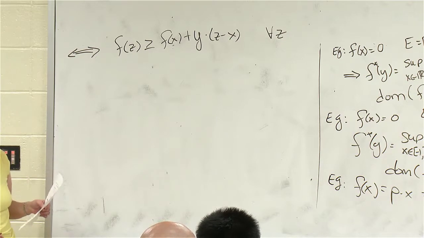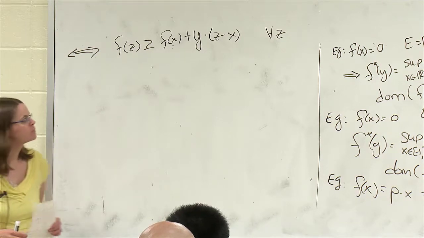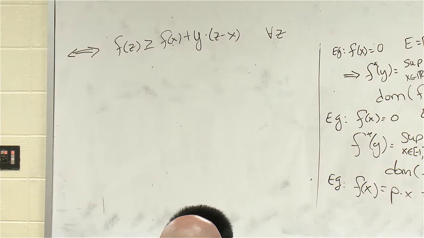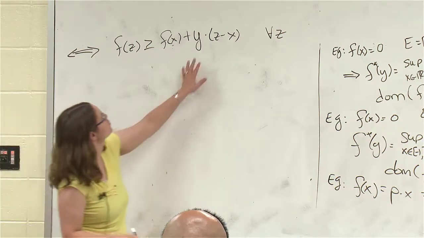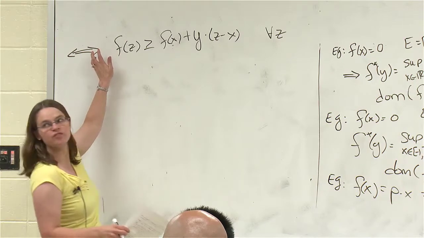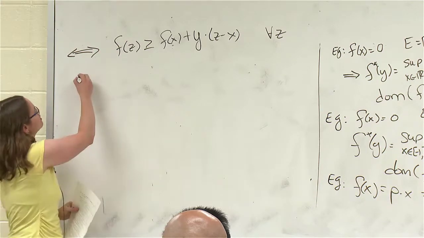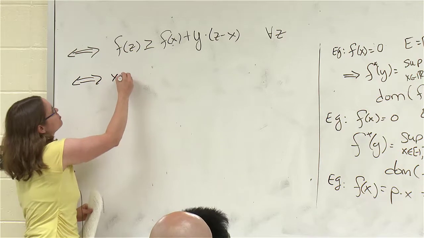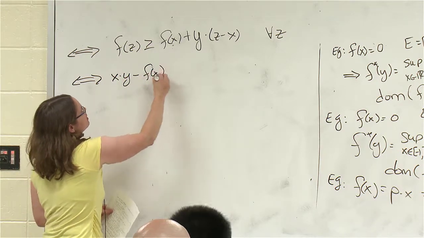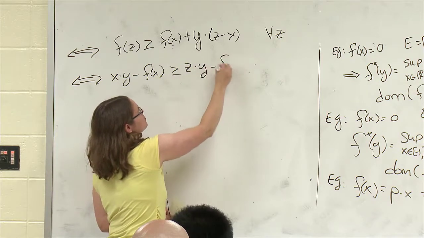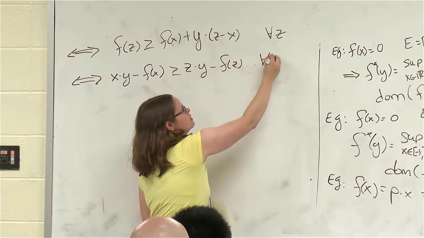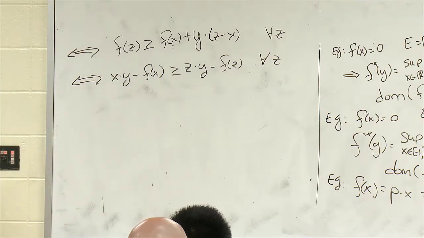Okay, we can rearrange things a little bit. In particular, I want to rearrange things to get terms that look like the terms that come up when I do Legendre transforms. Terms that I get when I do Legendre transforms would be something like x dot y minus f of x. So let's pull that over here. So x dot y minus f of x is greater than or equal to z dot y minus f of z, no matter which z you choose.